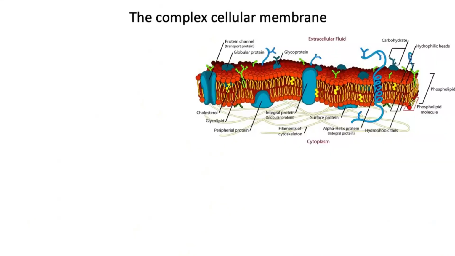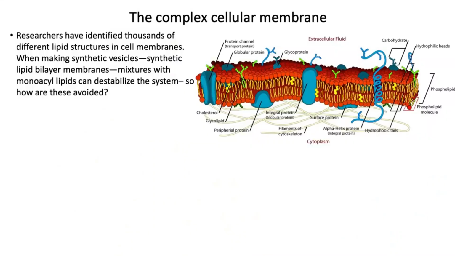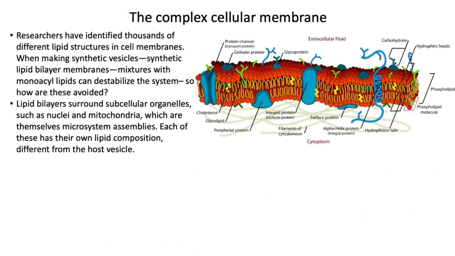So this is actually what the membrane of a cell looks like when it's made really, really simple in cartoon form. Researchers have identified thousands, actually 40,000 different lipids now in cell membranes. Not just one. Every protocell experiment uses one type of lipid. Actually, a cell is made up of thousands of different types. Mixtures of monoacyl lipids destabilize the system, so you can't use those. Lipid bilayers surround subcellular organelles such as nuclei and mitochondria, which are themselves microsystem assemblies.